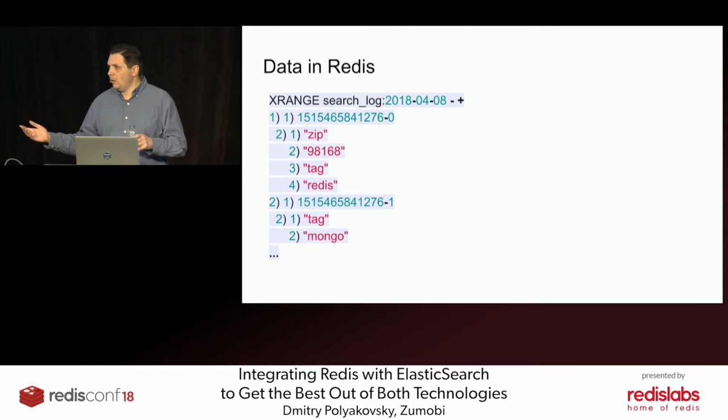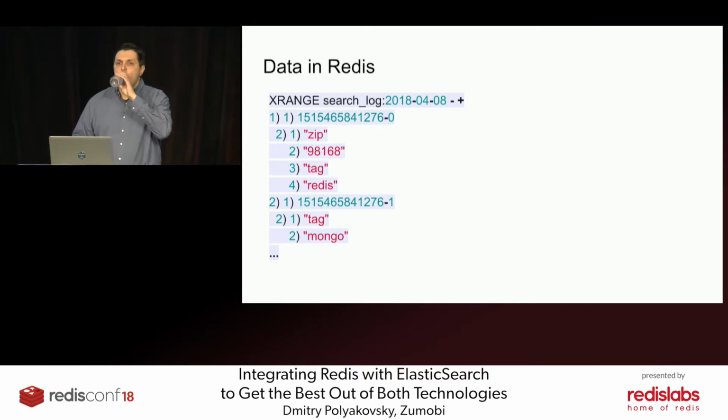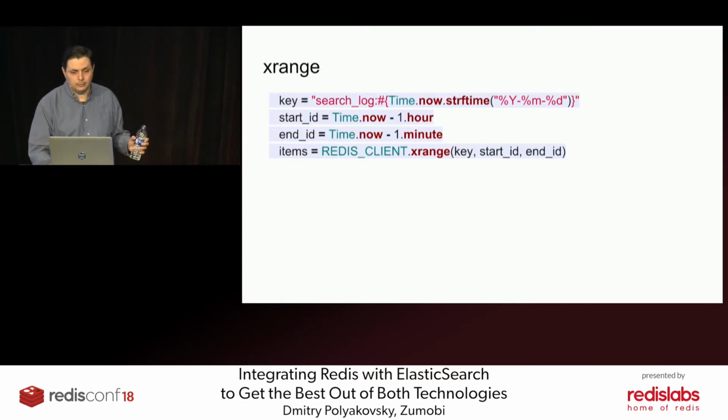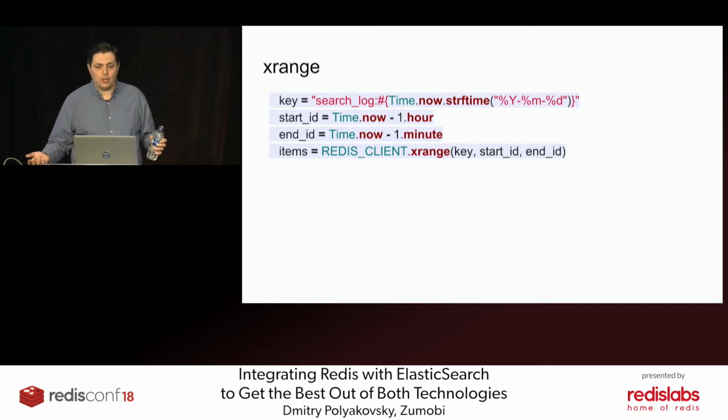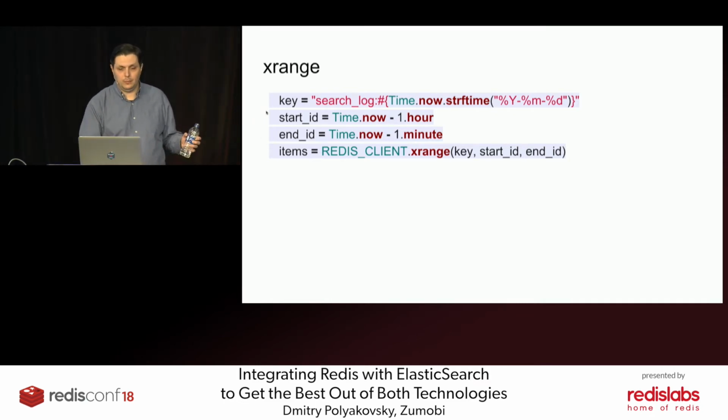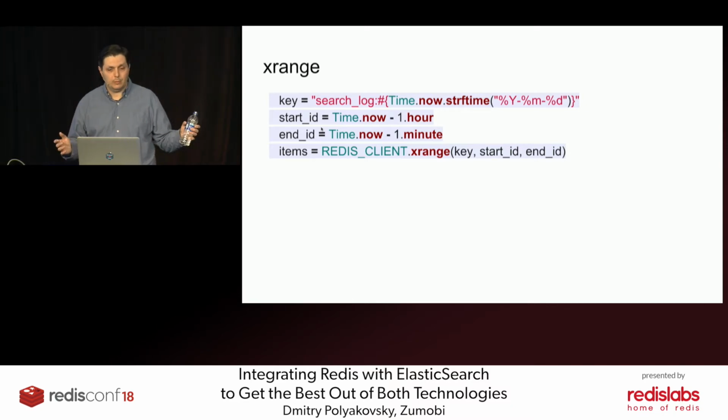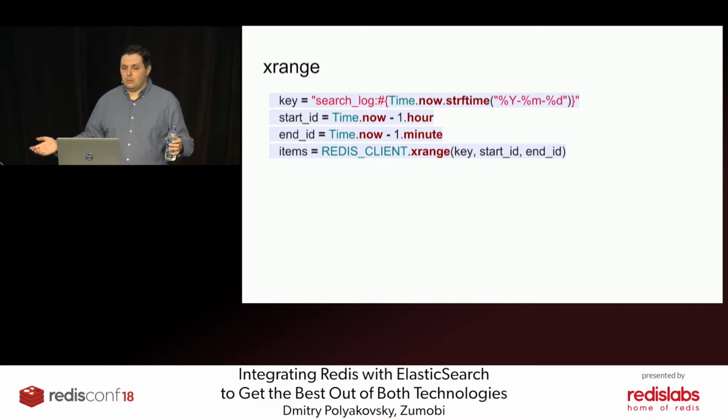Any questions so far? Okay. To access this data in an application, we also use the XRANGE command. We again build a key, in the search log date format. And we're going to specify a starting ID of an hour ago, based on a timestamp, and an ending ID of a minute ago, because that is the range that we care about. And then we query Redis using XRANGE with the start ID and end ID. It'll bring us back all of those records.